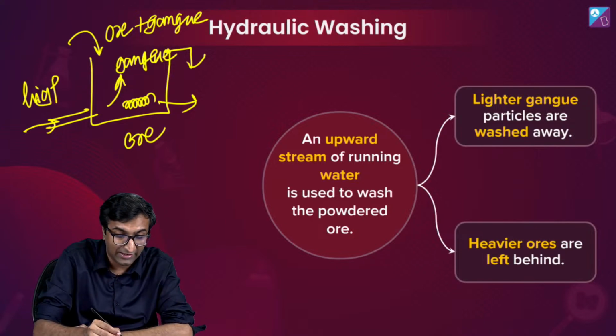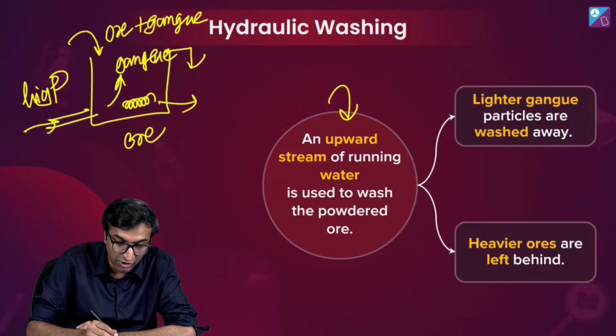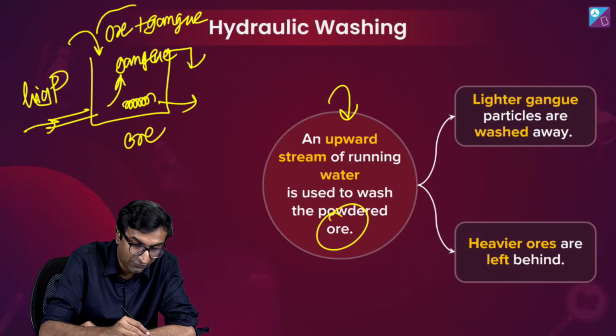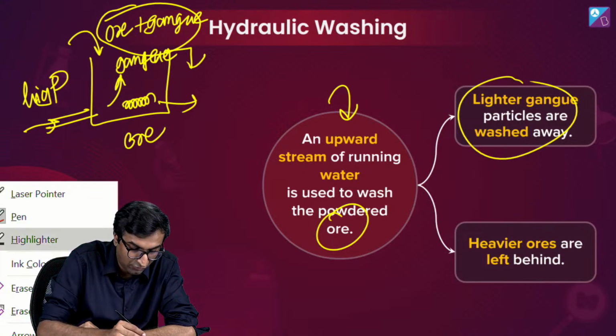इसीलिए NCERT में लिखा है कि upward stream of running water, this is high pressure water basically, is used to wash the powdered ore that comes from here, and lighter particles get washed away. This is the lighter particles. We use a different color here.